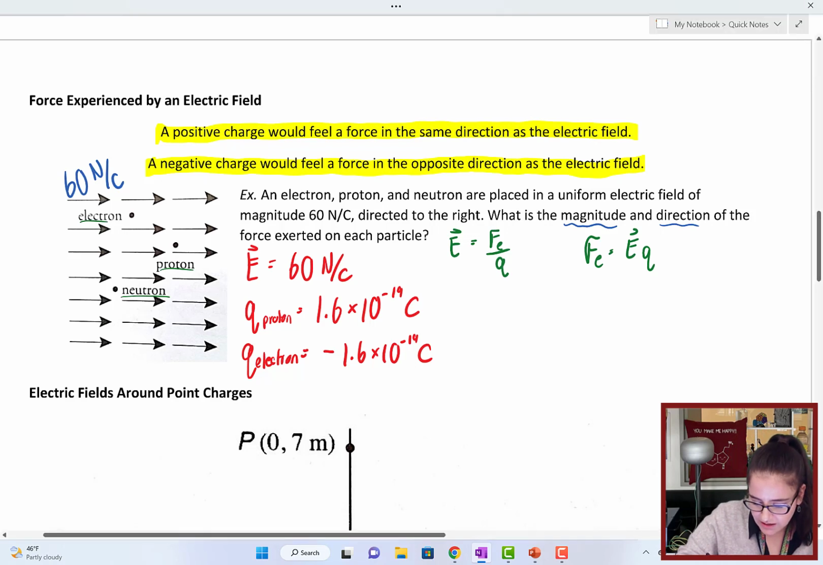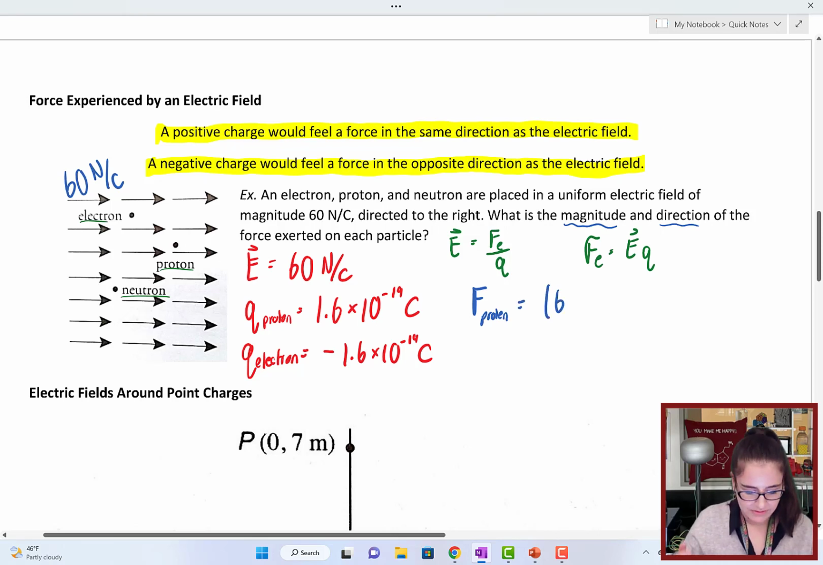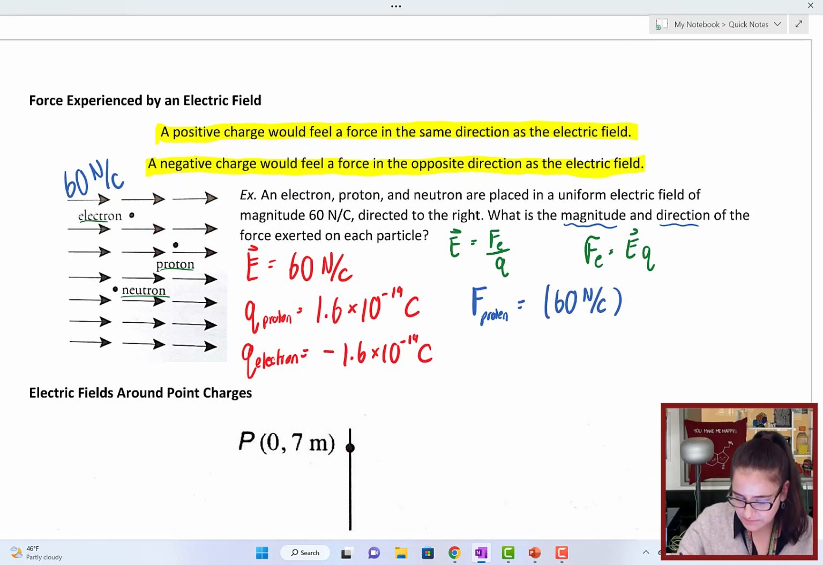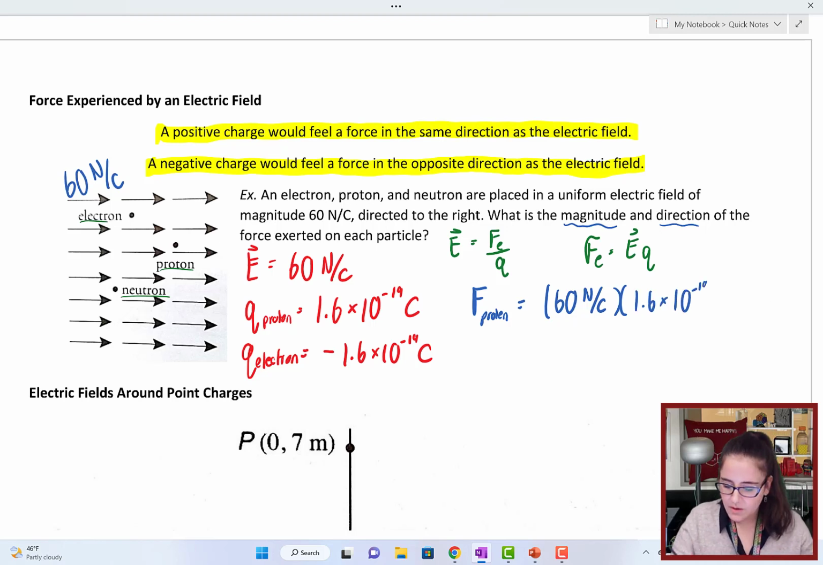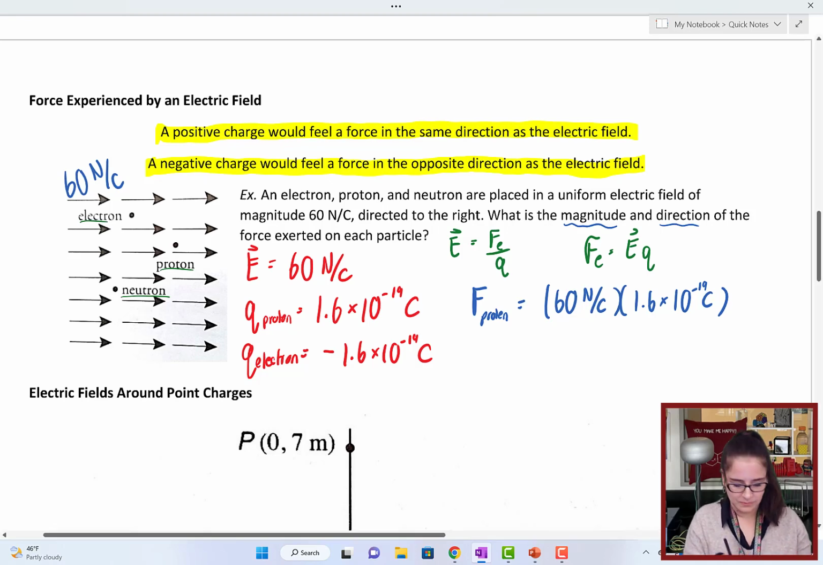For the force on a proton in the field, we have the electric field strength, 60 newtons per coulomb, times the charge on a proton, 1.6 times 10 to the negative 19 coulombs. Okay, we plug that into our calculator.